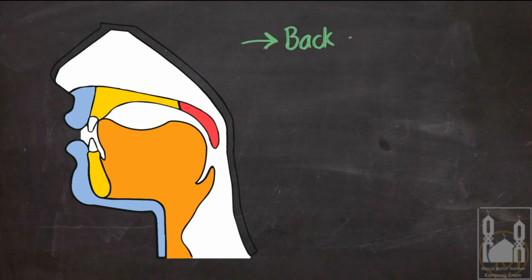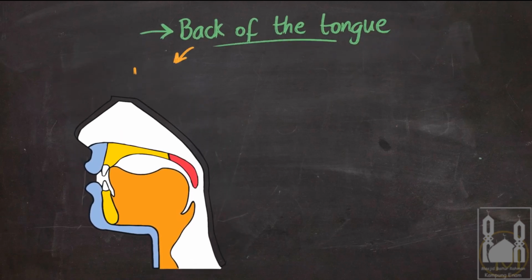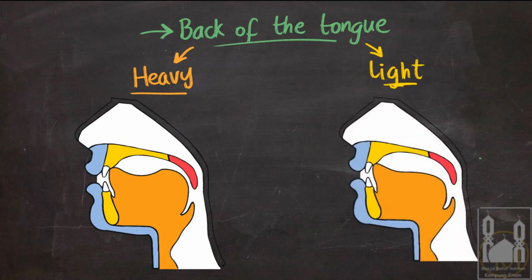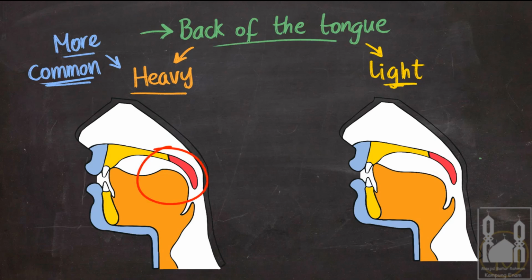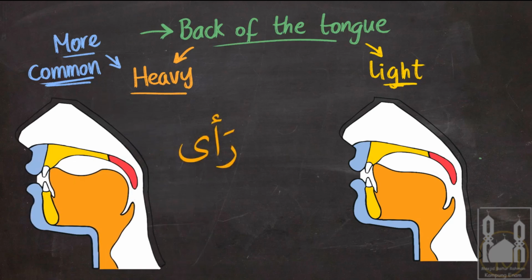Third, the back of the tongue. Since we have two versions of ra in the Quran, a heavy ra with tafkhim and a light ra with tarqiq. For the heavy, full mouth ra, and this is the more common one in the Quran, the back of the tongue is raised, which is the case for any letter with tafkhim. Ra'a, marad.